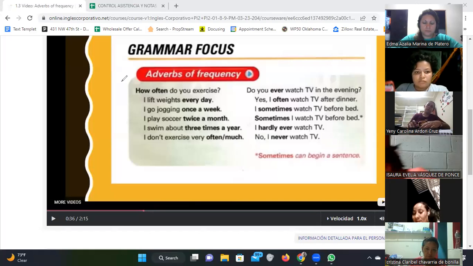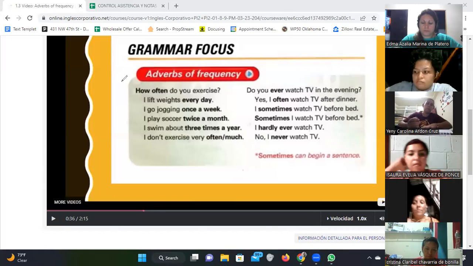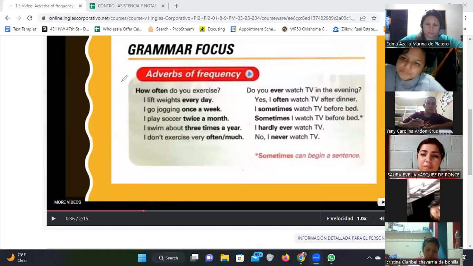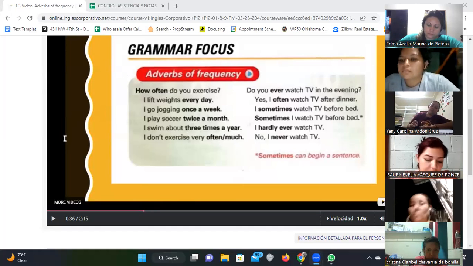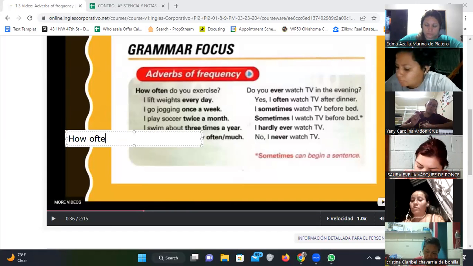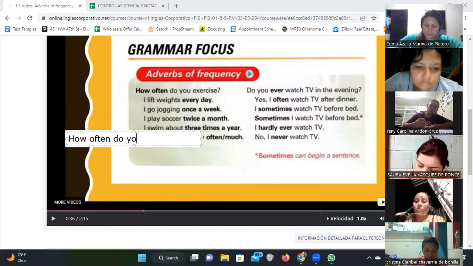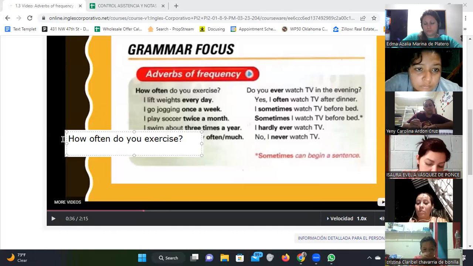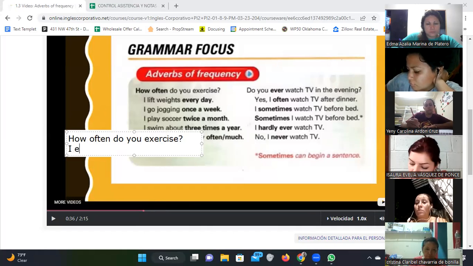Las preguntas pueden ser, por ejemplo, ya les voy a enseñar unos ejemplos. Por ejemplo, usted dice, how often do you exercise? And you can say, I exercise.